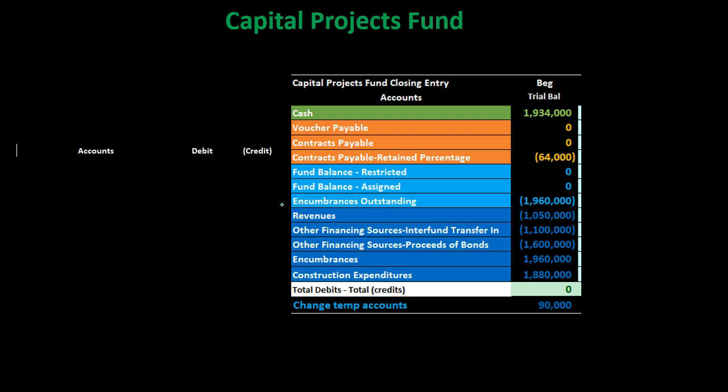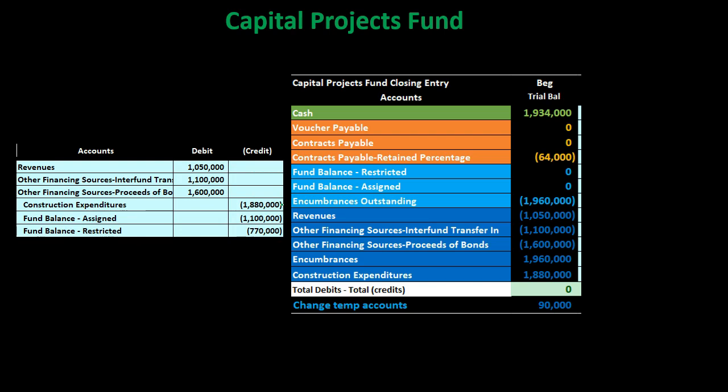So then we're going to go through everything else. We're going to say, all right, same process for the closing process. Here's revenue. It's got a credit. We're going to debit it to make it go down to 0. This has a credit, other financing sources. We're going to debit it to make it go down to 0. This has a credit, other financing sources. We're going to debit it to make it go down to 0. And then encumbrances, we skip. We're not going to deal with that. We're going to leave it there. It's going to look funny. That's okay. Construction expenditures, it's got a debit. We're going to credit it to make it go down to 0. And the difference is going to go to the fund balance.